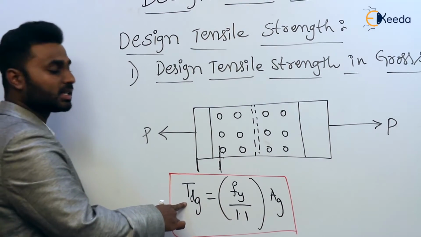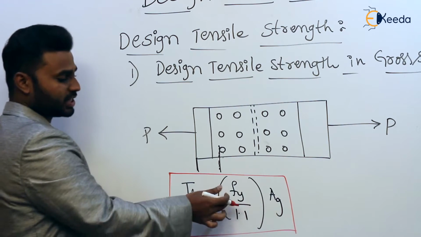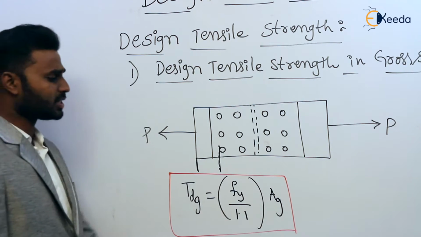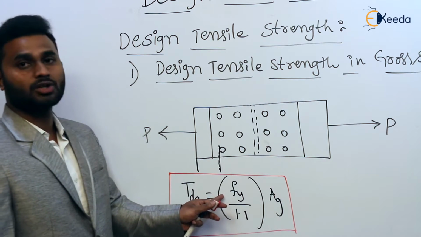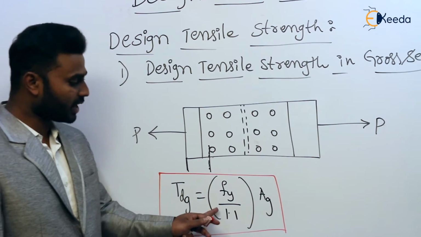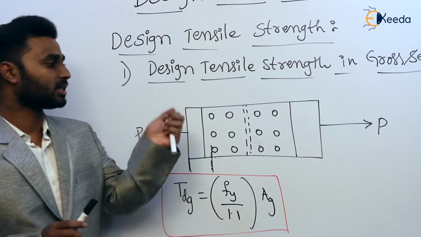TDG, design tensile strength in cross section yielding, is equal to Fy by 1.1 into Ag. So stress into area, that's it. The area to be considered is the gross area, so there is no need to deduct the bolt holes. The stress to be considered is the yield stress, and the factor of safety is 1.1. So this is the design tensile strength in cross section yielding.